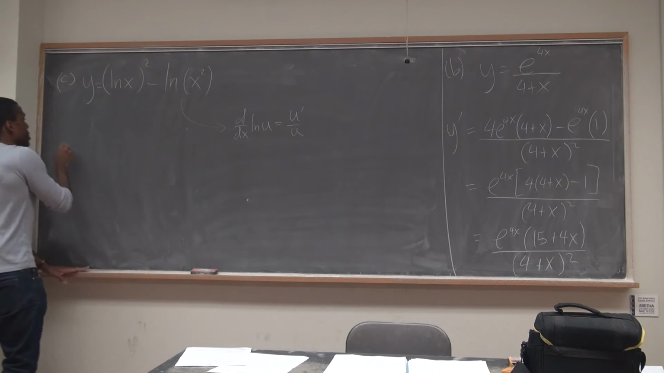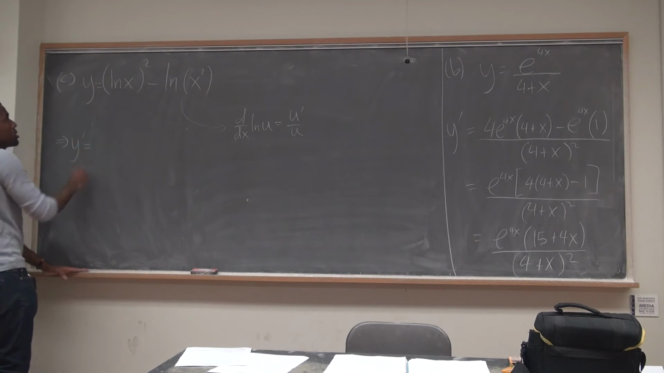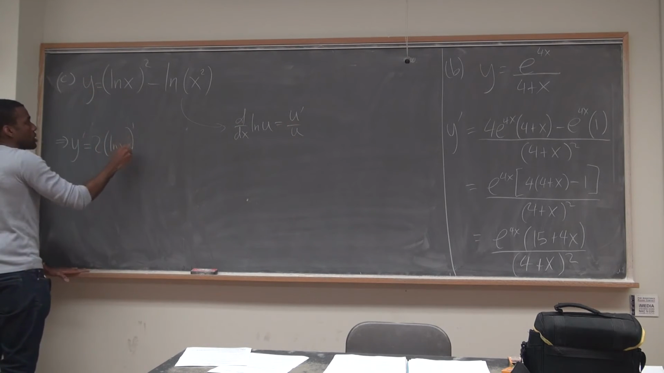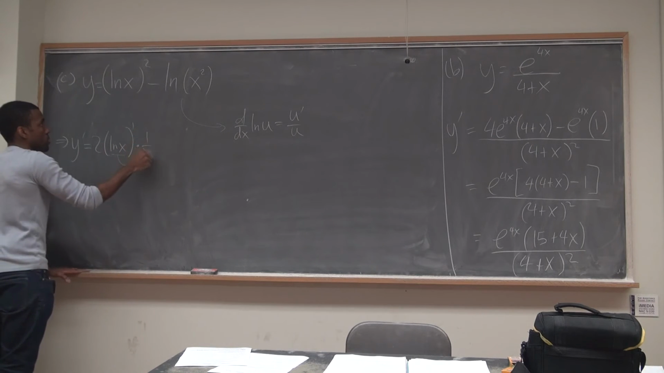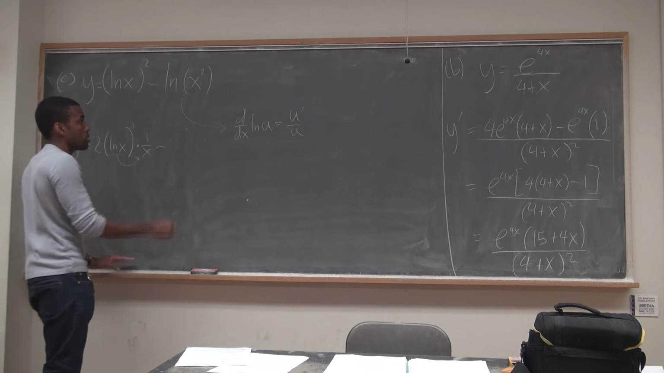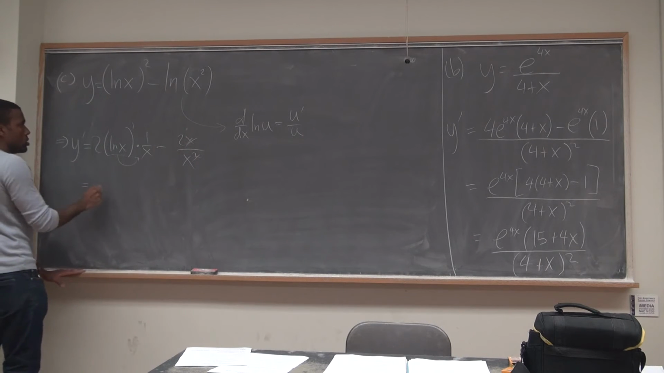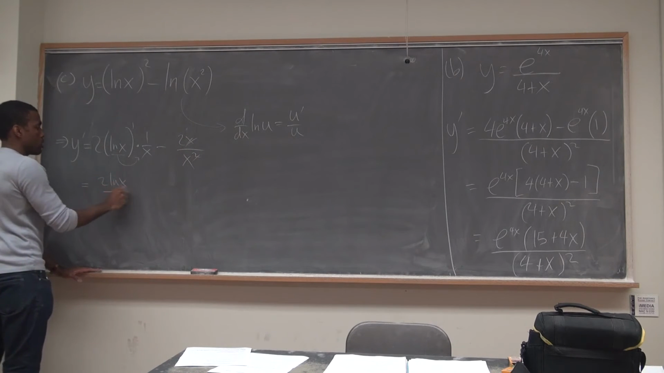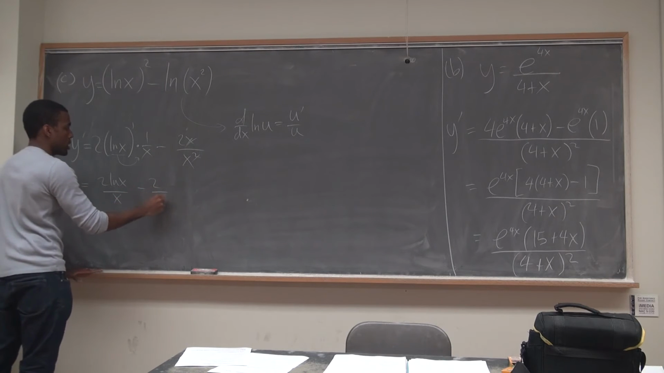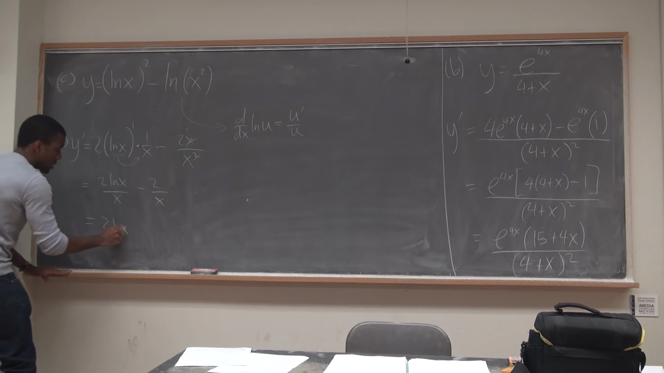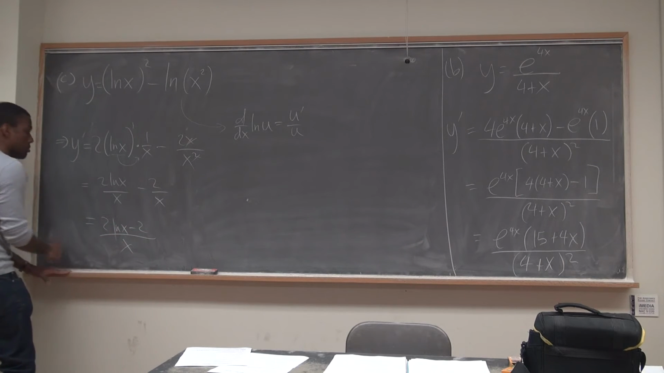Okay. And so y prime would be differentiate the outside, leave the inside alone, multiply by derivative of the inside. Derivative of ln x is 1 over x, minus, this is going to be 2x over x squared. The x is cancelled. So I have 2 ln x over x minus 2 over x. Or I can just put 2 ln x minus 2 over x.